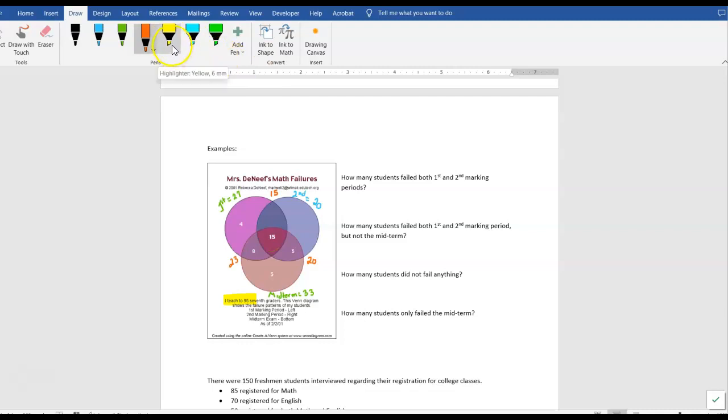So now let's look at what this first question is asking. How many students failed both the first and second marking periods? So the first and second is this entire region right here. So really it's 0 plus 15. So we have 15 students.